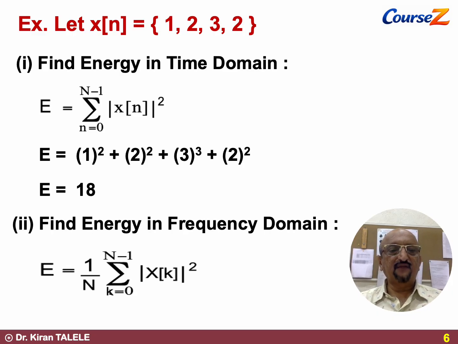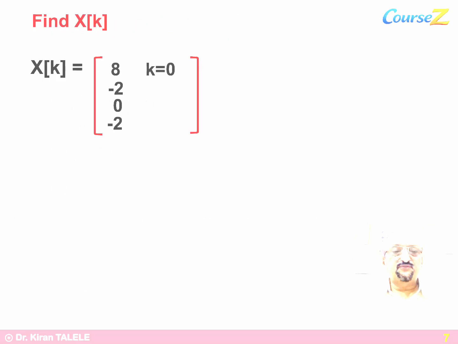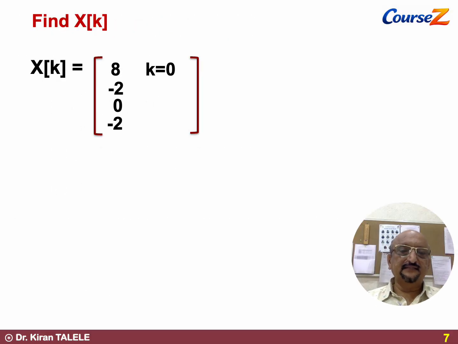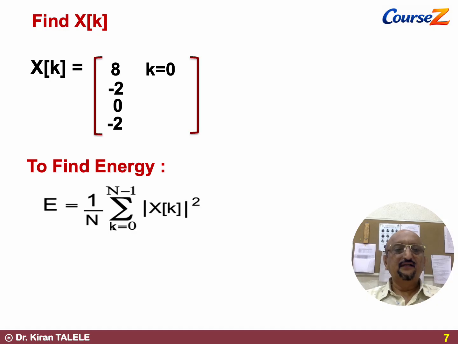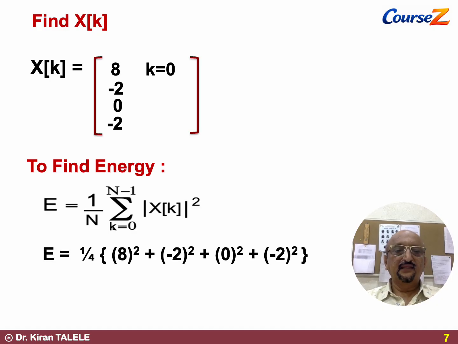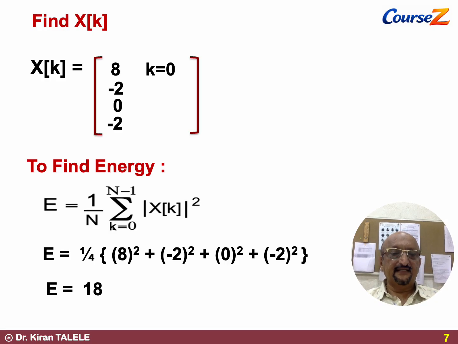Let's calculate this energy in frequency domain. For that, we need to calculate X of k. Let's say that this X of k is already calculated, and X of k equals 8, minus 2, 0, minus 2. Now by the basic definition of energy, 1 by N summation of mod X of k square. That means 1 by 4, as there are 4 values: 8 square plus minus 2 square plus 0 square plus minus 2 square. Each value is the square of the magnitude. So this is 18, exactly the same as that obtained by the time domain method. That means energy in time domain is exactly the same as energy in frequency domain.